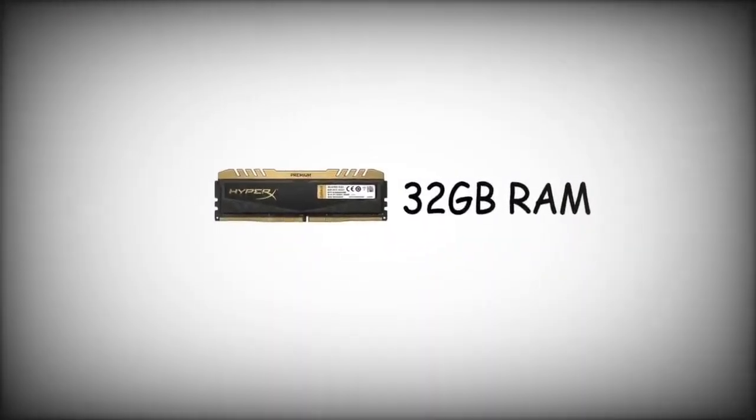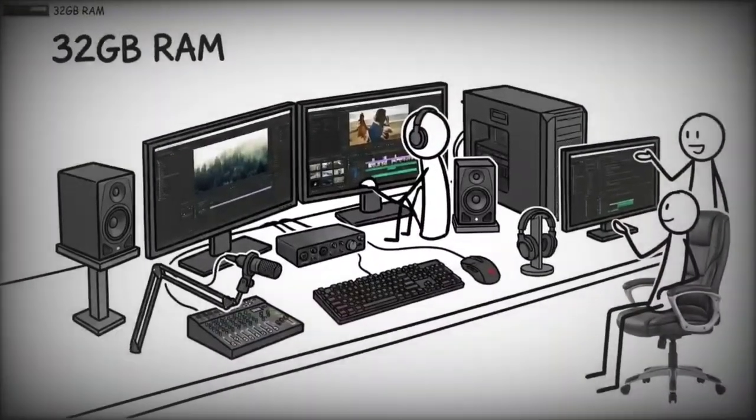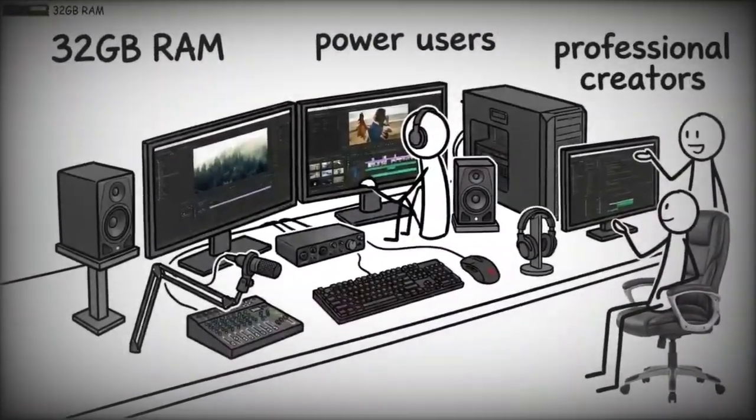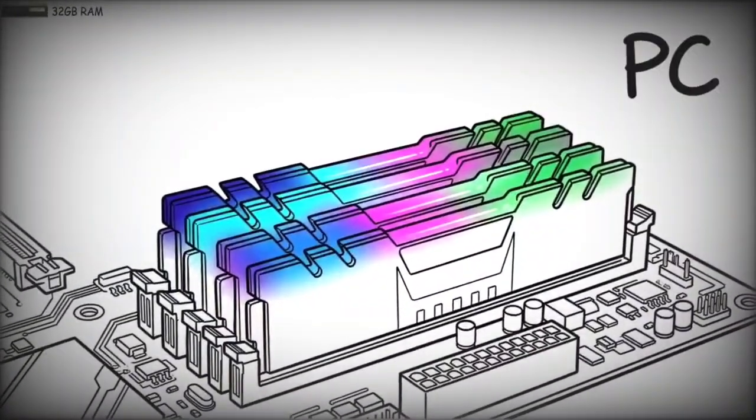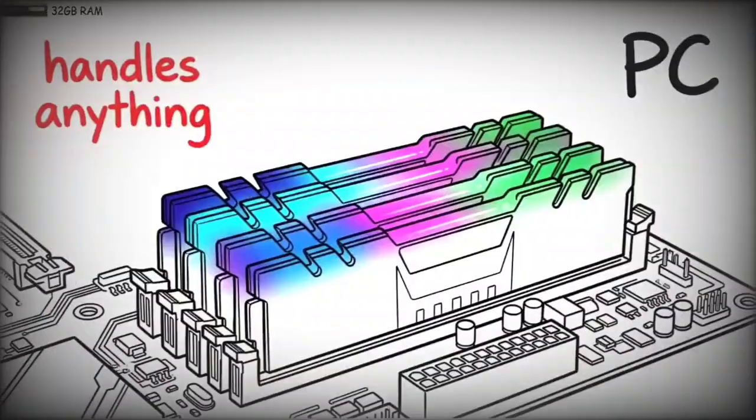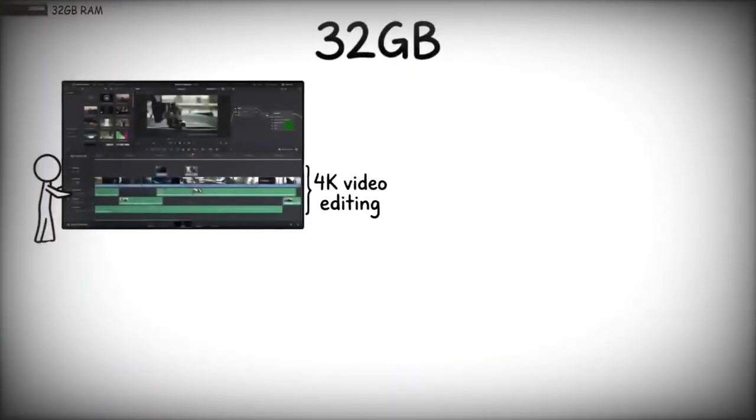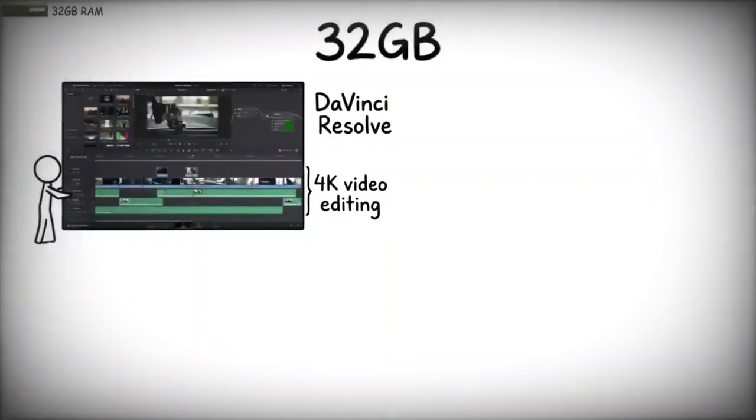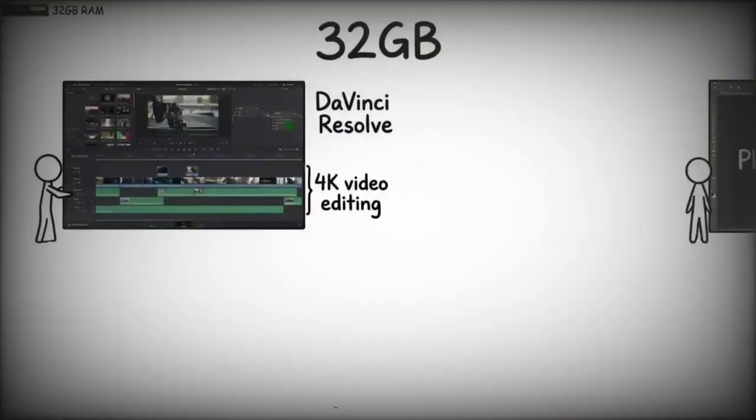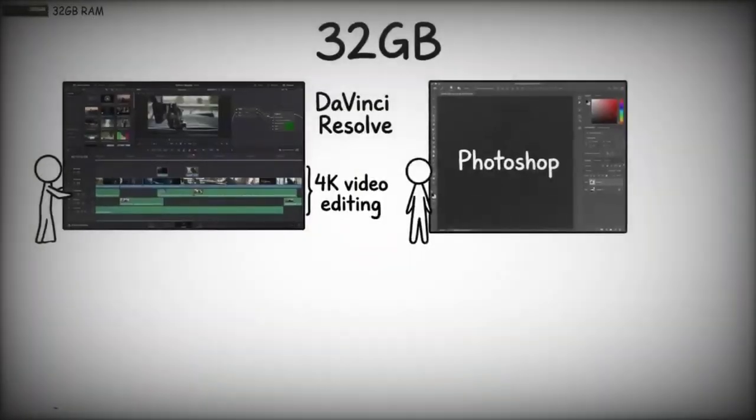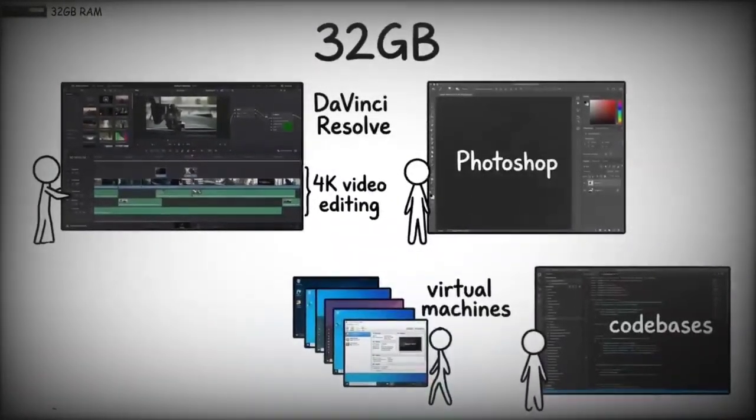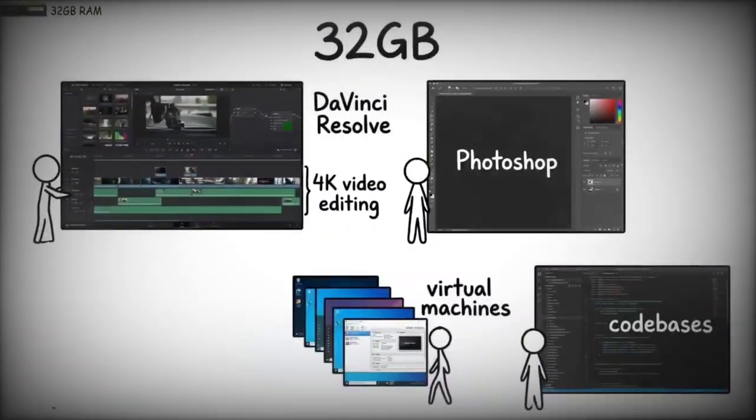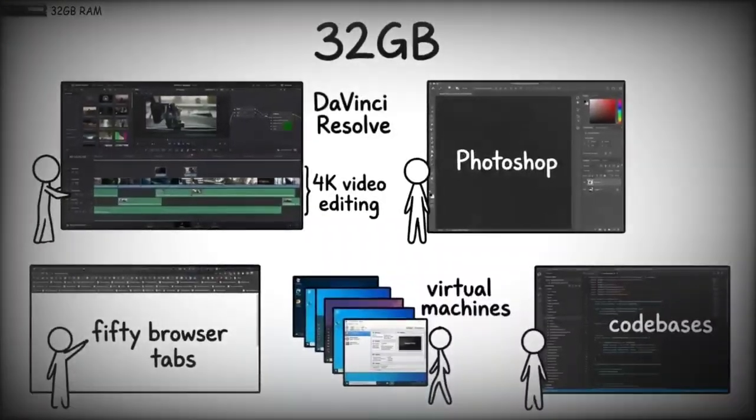32 gigabytes RAM. 32 gigabytes is for power users, professional creators, and serious enthusiasts. This is the amount you get when you want a PC that handles anything you throw at it without thinking about RAM ever again. With 32 gigabytes, you can run 4K video editing in DaVinci Resolve or Premiere Pro. Work with massive Photoshop files with hundreds of layers, run multiple virtual machines, compile large code bases, stream gameplay while playing demanding titles, and keep 50 browser tabs open at the same time.